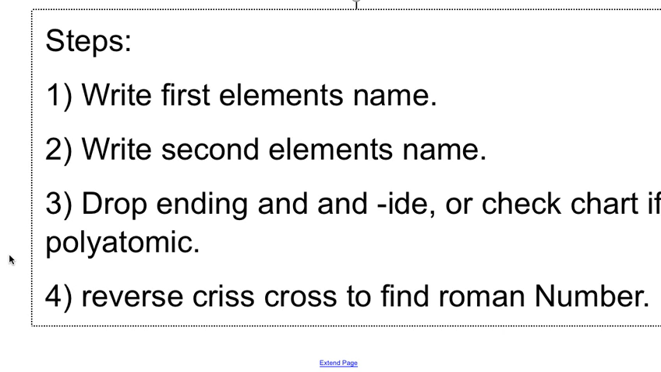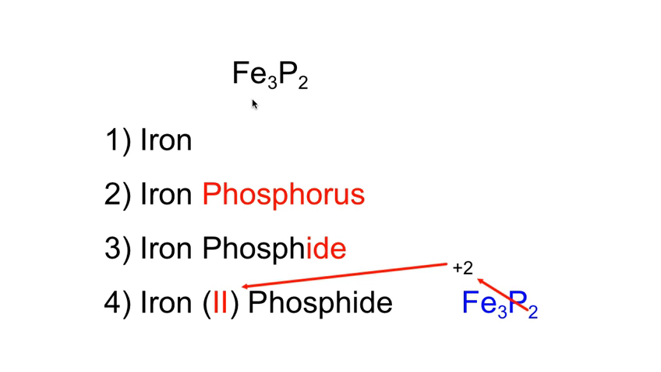That's the big difference here. So let's take a look and see what that looks like. Here we have Fe3P2. Take a look at the first element. Fe, found in the periodic table, is iron. It's a transitional metal, so we're probably going to need parentheses. Now the second element is phosphorus. We drop the ending and add IDE.